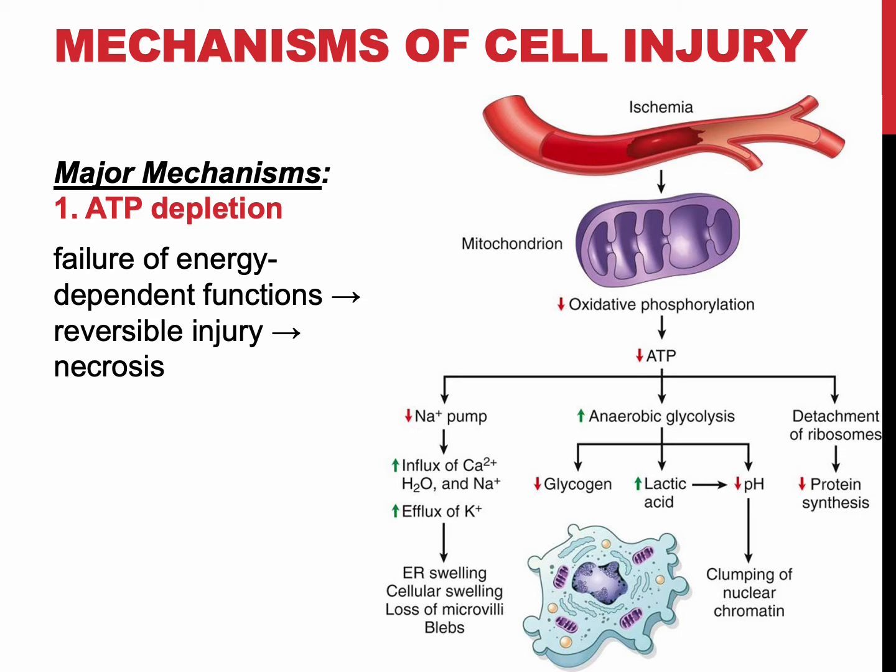And then the cell will still want to be able to produce some energy. So to be able to produce some energy, often the cell will switch to anaerobic glycolysis, which overall will decrease the pH within the cell due to the increased production of lactic acid. And a more acidic cell will lead to clumping of the nuclear chromatin, affecting obviously the nucleus itself. Eventually, this type of injury ends in necrosis. It can be reversible if it's of short duration, but if it continues to progress, often it will lead to necrosis.